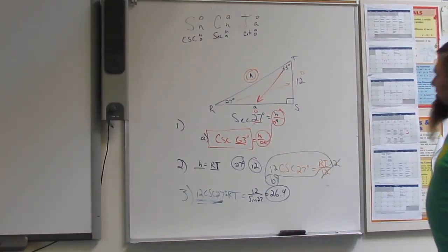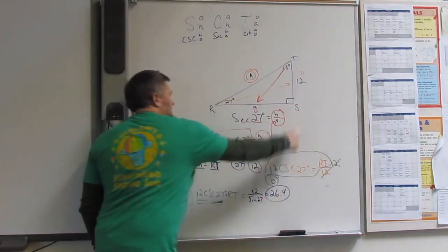Now it also wants RS. And how can I find RS?